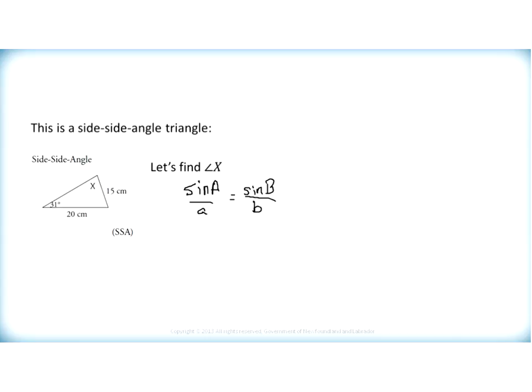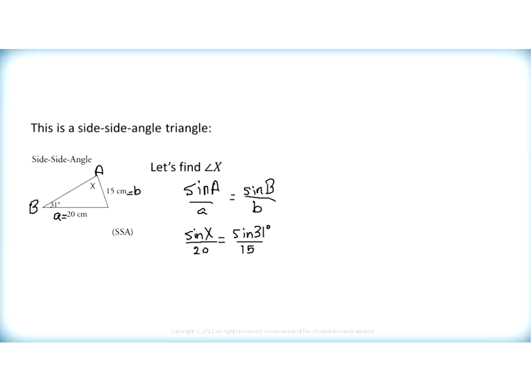I'm going to refer to angle x, what we're looking for in this problem, as angle A, which means that the 20 centimeter side is side A. That means the 31 degree angle is going to be angle B, and the 15 centimeter measurement is going to be side B. So I'm going to fill in my given information into the problem. So sine x over 20 is equal to sine of 31 degrees over 15.